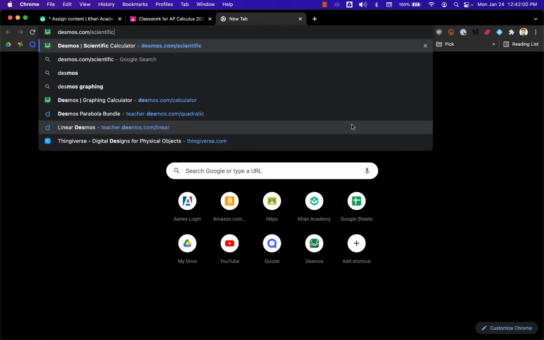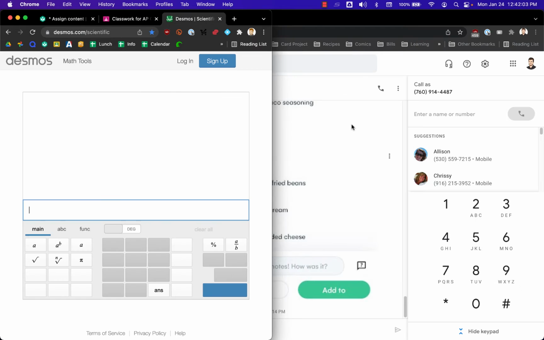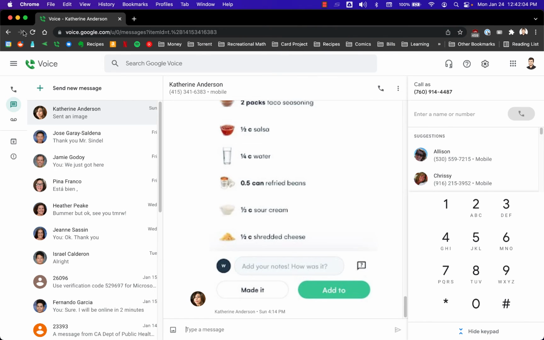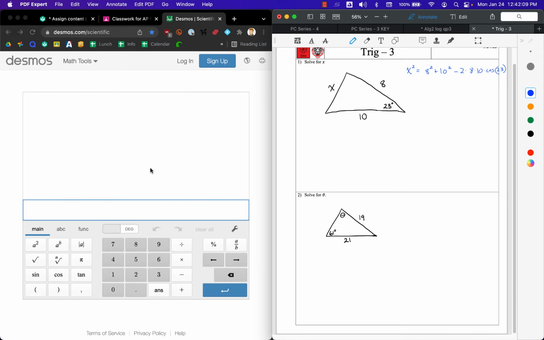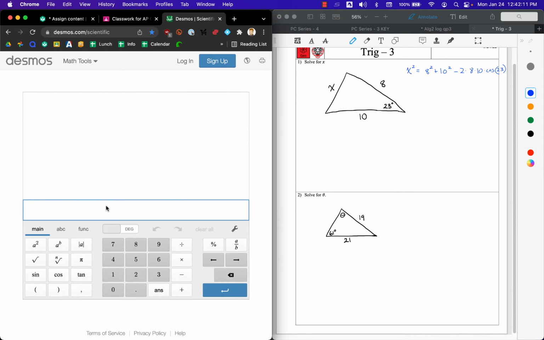I'm going to go to desmos.com/scientific. We're going to minimize that. If you want a cool recipe, there it is. I'm going to type in 8 squared plus 10 squared minus 2 times 8 times 10 times cosine of 23. Make sure we're in degrees. We're in radians now. Now we're in degrees. Hit enter. Okay, there is the right-hand side of our equation.